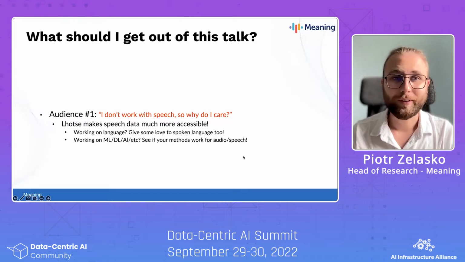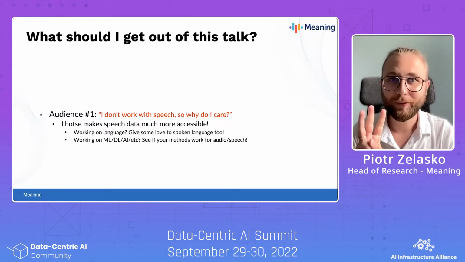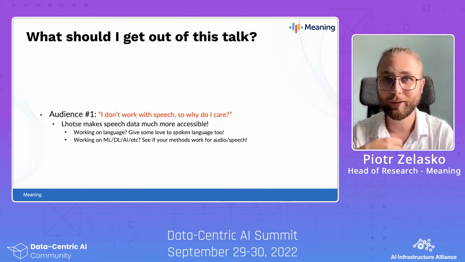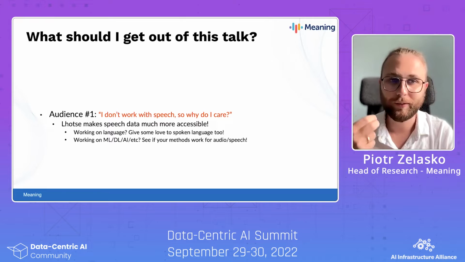So, first, let's talk about what you should be getting out of this talk. I think there are three types of audiences for this. Audience number one doesn't work with speech, so why should they care about this library? Lhotse's main aim is to make speech data much more accessible, much easier to work with. Historically, it's been a mess. A lot of people are complaining, even people in speech. And this is why we started this whole project, to make it much more accessible.